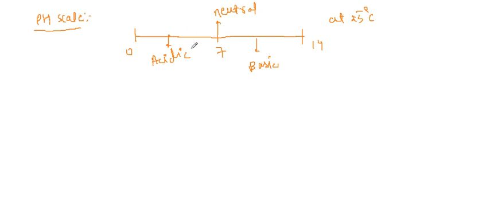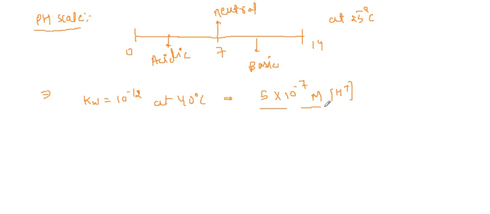Neutral, basic, and acidic. Now we know Kw. Now if someone is asked what is Kw, if Kw equals 10 to the power minus 12 at 40 degrees Celsius, what will be the nature of 5 into 10 to the power minus 7 molar H plus? What will be the nature of this concentration?